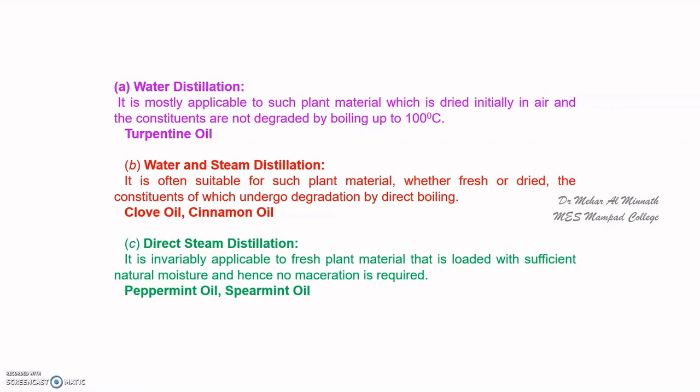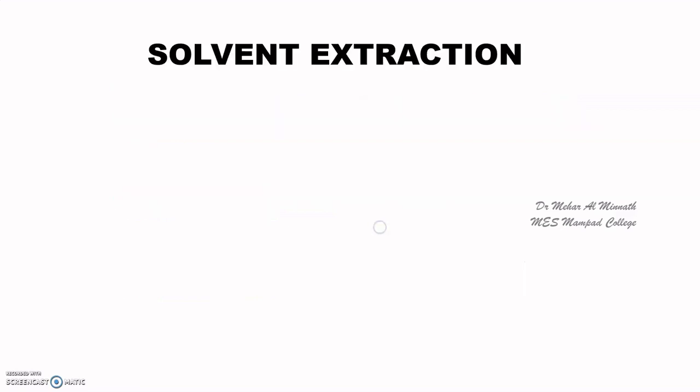Peppermint oil and spearmint oil are examples which can be extracted by direct steam distillation. Now coming to the next method, that is solvent extraction. Solvent extraction is carried out particularly to extract heat sensitive essential oils, which cannot be extracted by distillation because they get degraded. Such essential oils are extracted by solvent extraction methods.